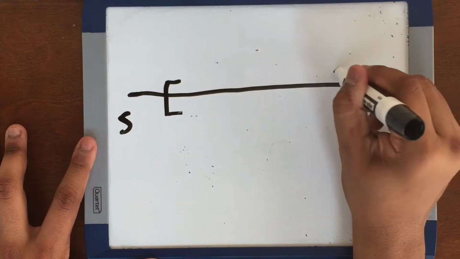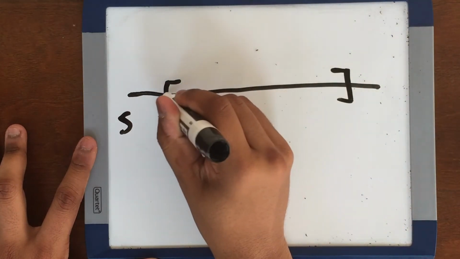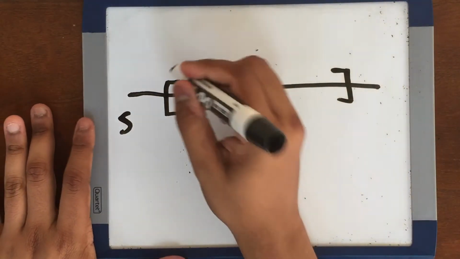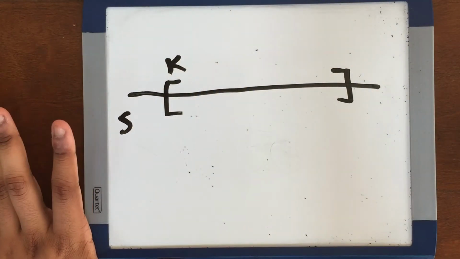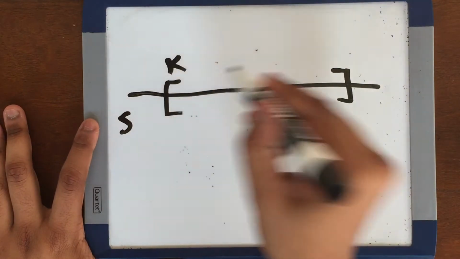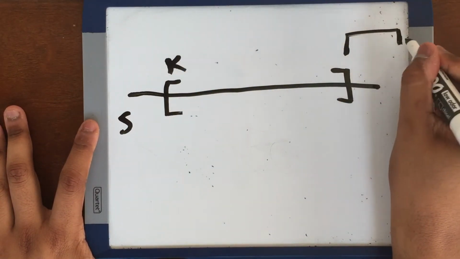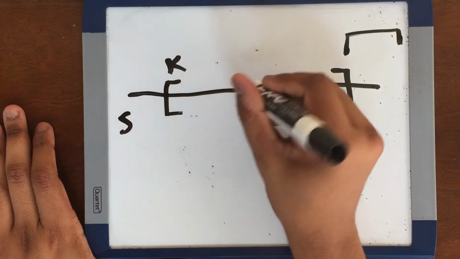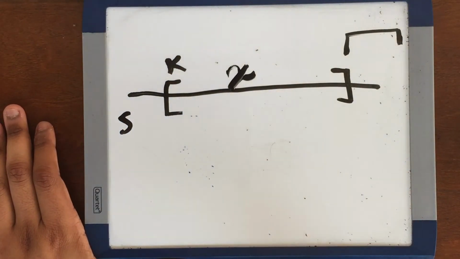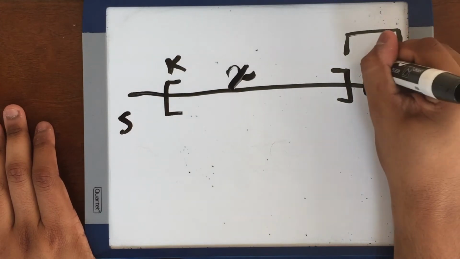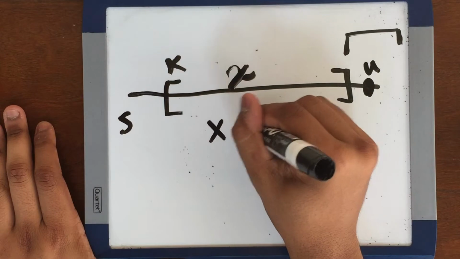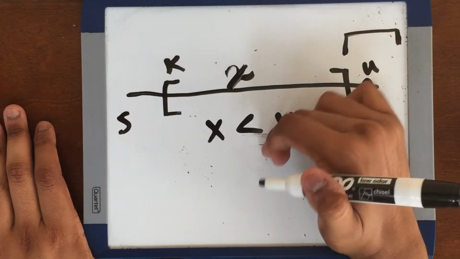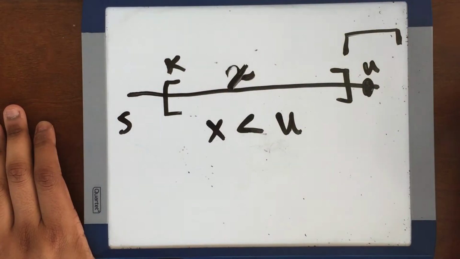Let's make it a closed subset. So this point is included and this point is included in my cut of set S. That is my K. Any upper bound for my set K is anything that is greater than or equal to all my elements of K. So if all my elements of K are symbolized by X, and let's say this point is U, then all X is less than or equal to U. U is just greater than all elements in X.